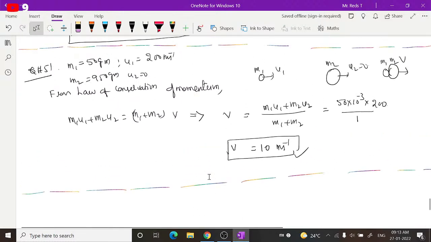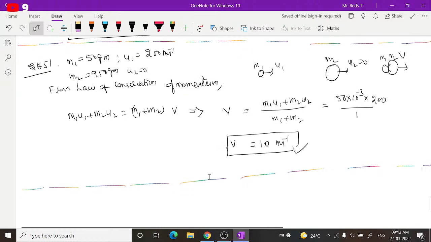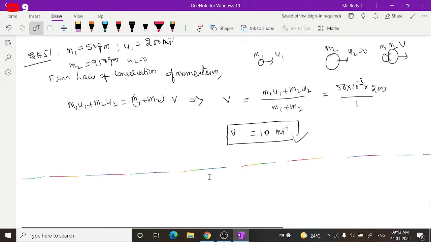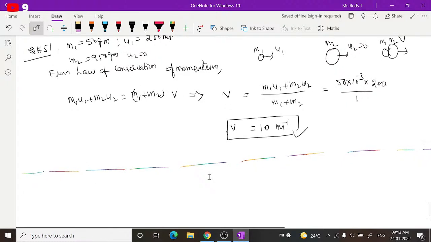Next, question number 52. Let us see what is given here in question number 52, based on one-dimensional elastic and inelastic collisions. A block of mass 1 kg moving with a speed of 4 meters per second collides with another block of mass 2 kg which is at rest. If the lighter block comes to rest after collision, then find the speed of the heavier body.